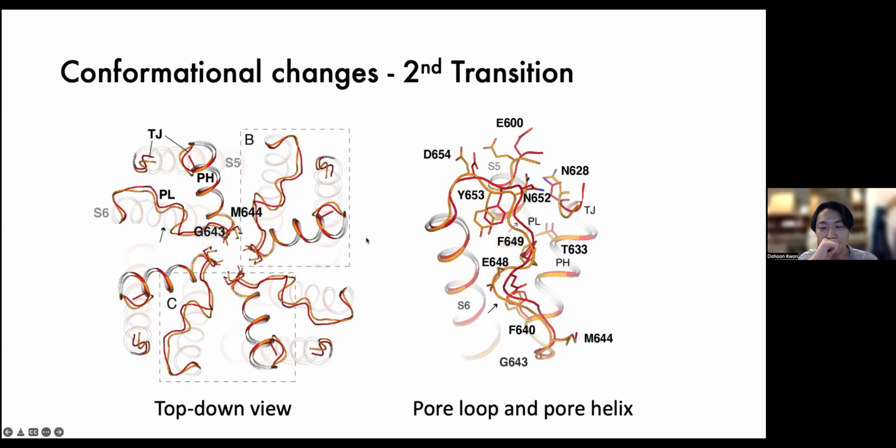This is the close-up view of the single subunit. This one is the pore loop. The pore loop is very important to heat sensing. This pore loop moves up toward the outside. This rearrangement leads to the flipping of the methionine 644 side chain and dilation of the selectivity filter.